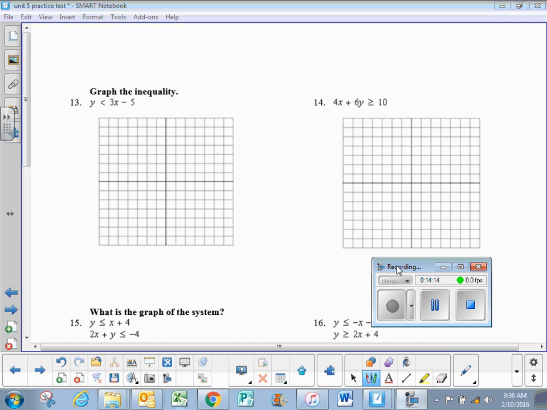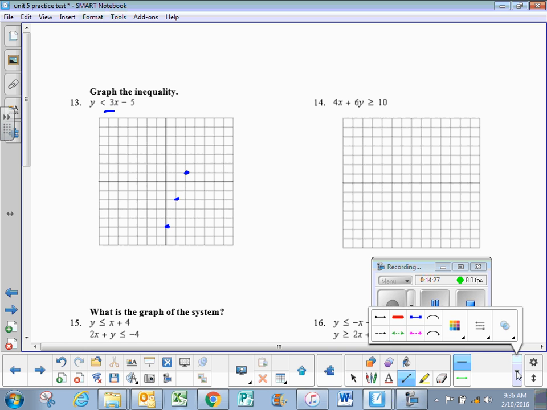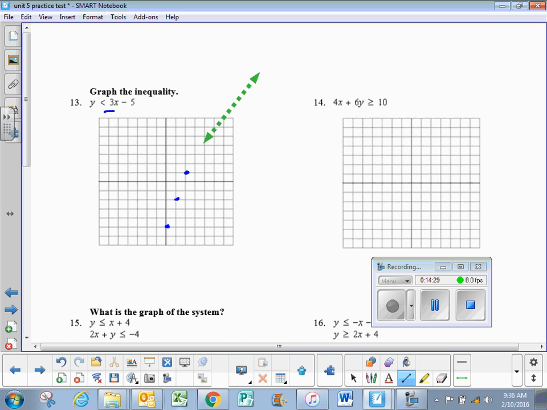All right, so this one just gives me the y-intercept, negative 5, and the slope 3. So I'm going to rise 3, run 1, rise 3, run 1. Is it dashed or solid? Dashed, good. You guys got that. It's a dashed line. And then lastly, someone came up and said you need to shade it.